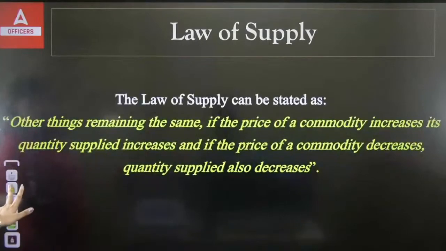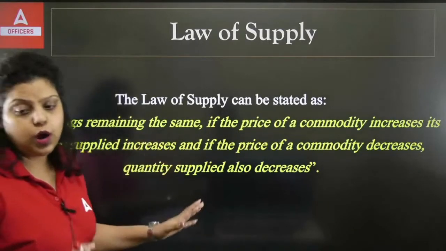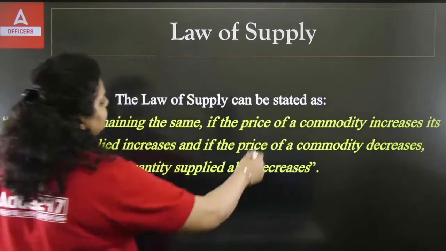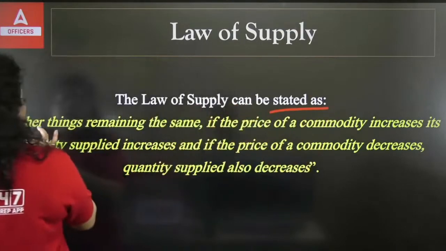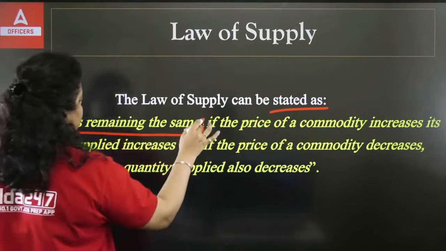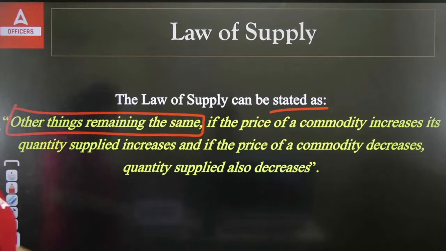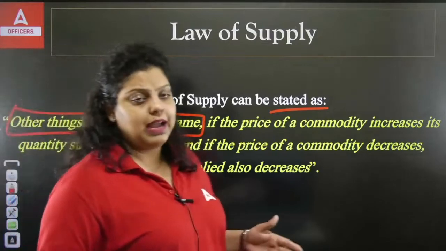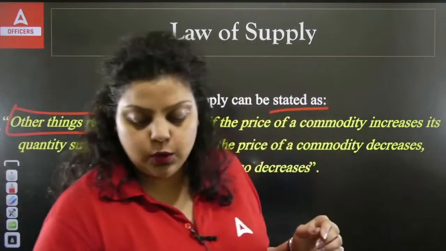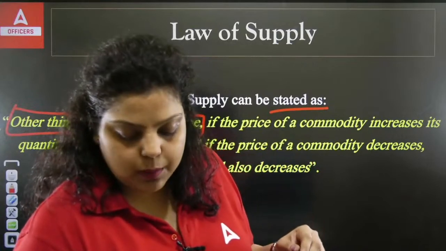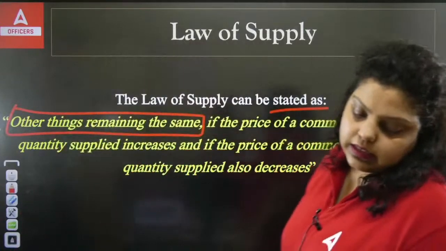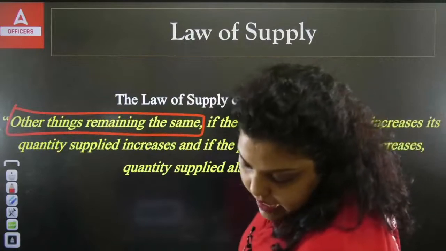And this is your law of supply. So the law of supply can be stated as, first, other things remain the same. I have told you whenever you are studying the law of demand and law of supply, or whenever you study the demand and supply chapter, in the last class I told you that one line will be very common, and that line is other things remain constant. What happens?